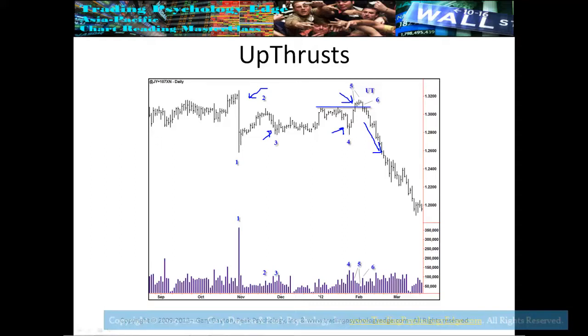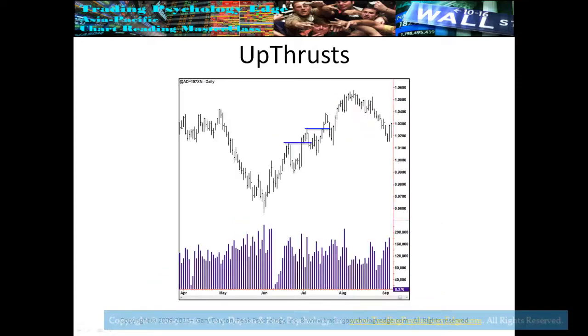We'll talk about that on Sunday. Could this be seen as an upthrust following distribution? Maybe, but I don't know what went on beforehand. For distribution, you need an uptrend. Then it goes sideways, protracted sideways, and then it has an upthrust.